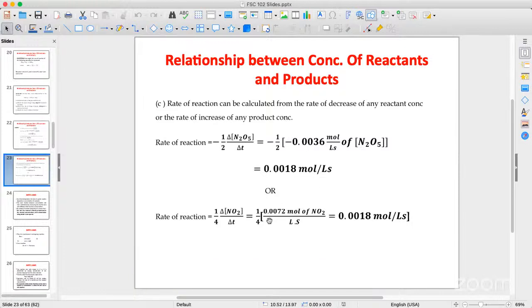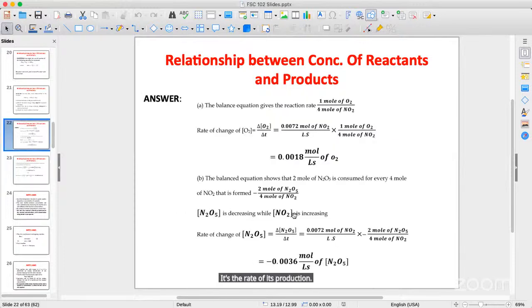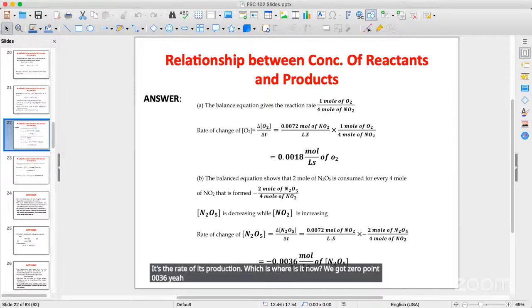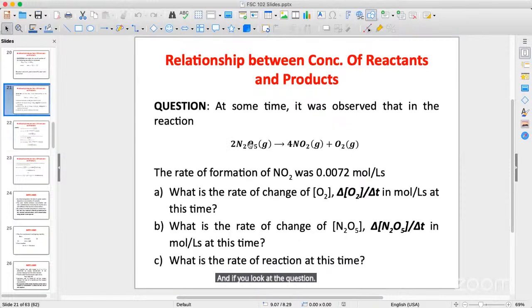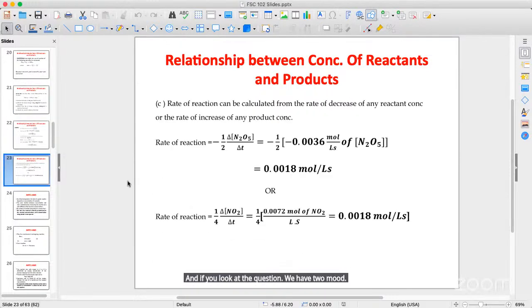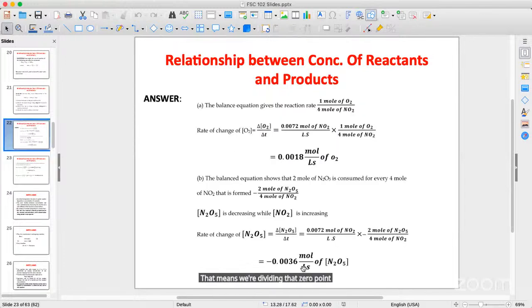Then what is the rate of producing 1 mole of NO2 also? What is the rate of producing N2O5? It's going to be 0.0018, because all you need to do is divide the rate of its production, which is 0.0036 here. And if you look at the question, we have 2 moles. That means we're dividing that 0.0036, because this rate you're seeing here is for 2 moles of N2O5.